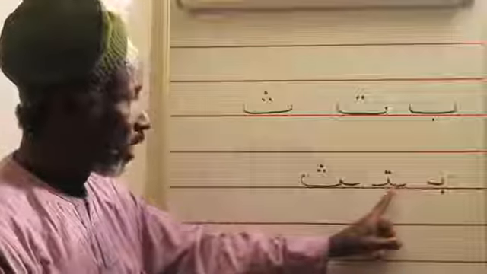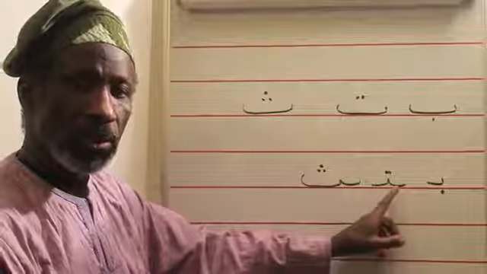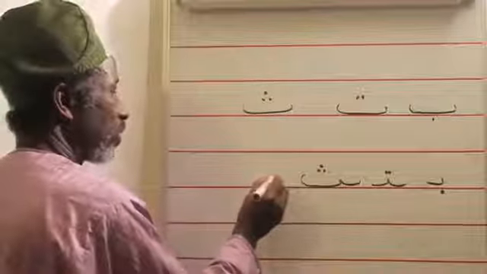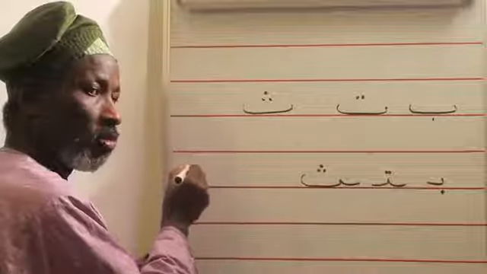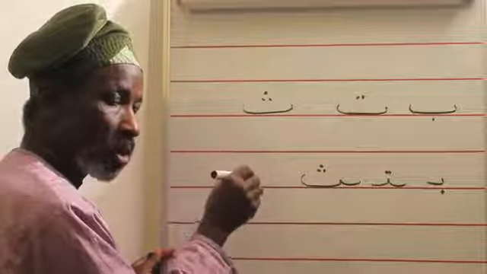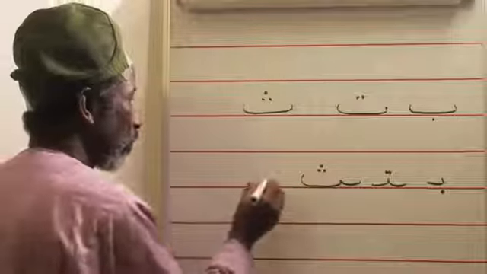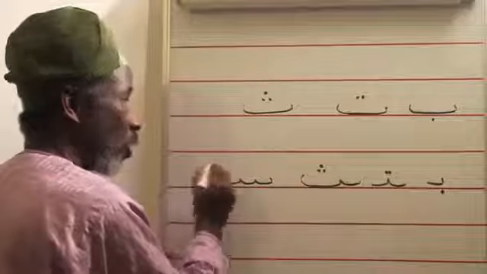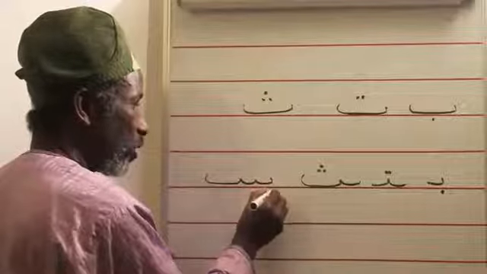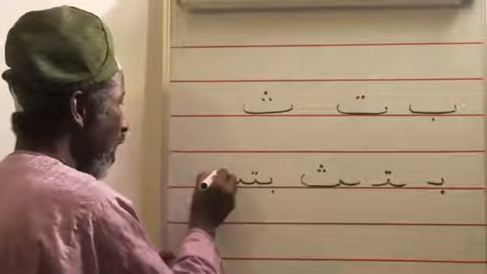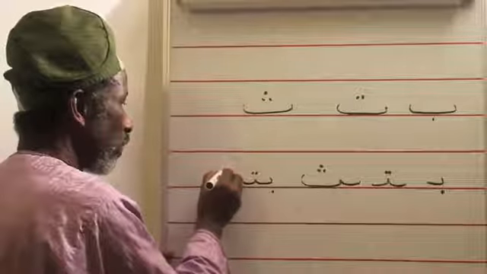This is the middle shape. And this is the final one. So when it's written, it will become like this. You write the whole lot, formulate all the shapes first, and then you go back to put the dots and the vowel. So you do ba, ta, tha in one go. Then you go back, one dot for the ba, two dots for the ta, and three dots right in the middle for the tha.